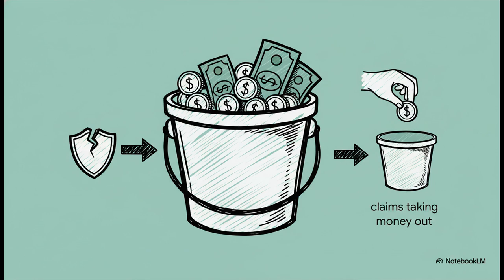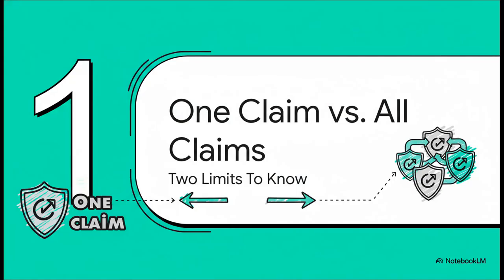Okay, so the best way to get your head around this is to stop thinking of your insurance as some kind of magical, unlimited shield. Instead, I want you to picture it as a bucket of money. Your insurer fills it up once at the very start of your policy year, and every single time you make a claim, a little bit of that money gets scooped out. To really understand how protected you are, or aren't, you've got to know about two different types of limits in your policy. They sound kind of similar, but trust me, they do very, very different things.